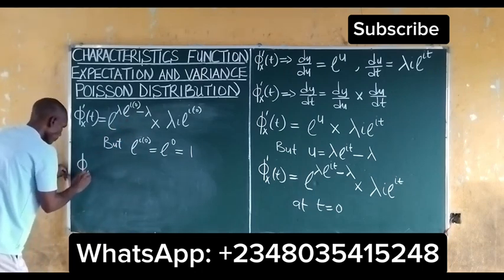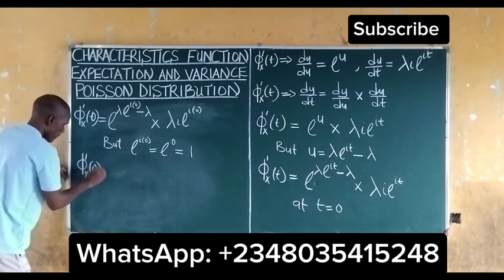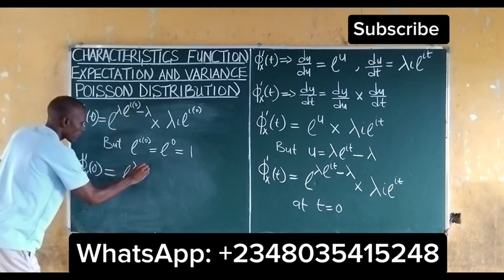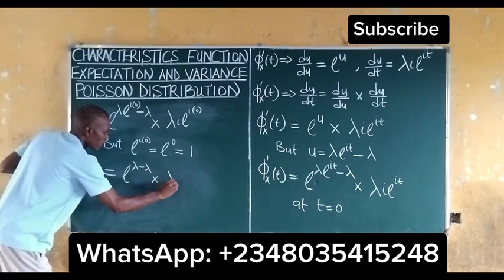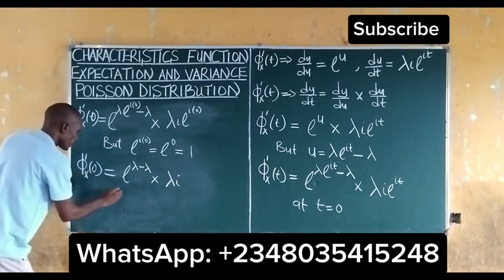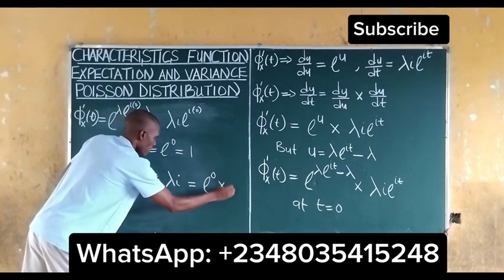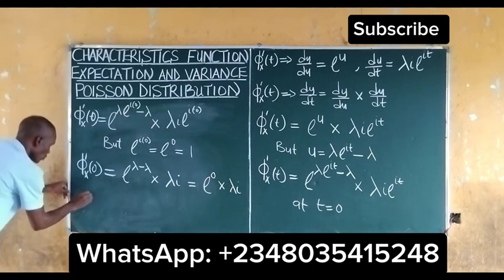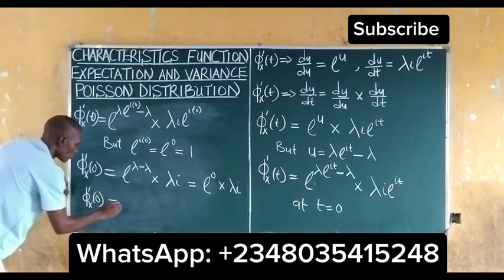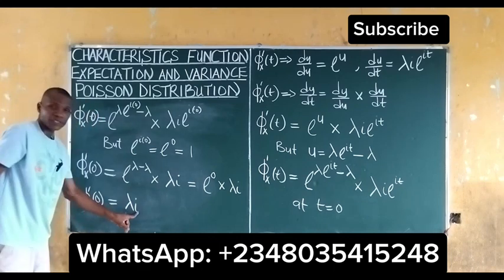So at t equal to 0, we have exp(lambda times 1 minus lambda) multiplied by lambda i. We also note that this is equal to e^0 multiplied by lambda i. So our derivative at 0 is equal to lambda i.